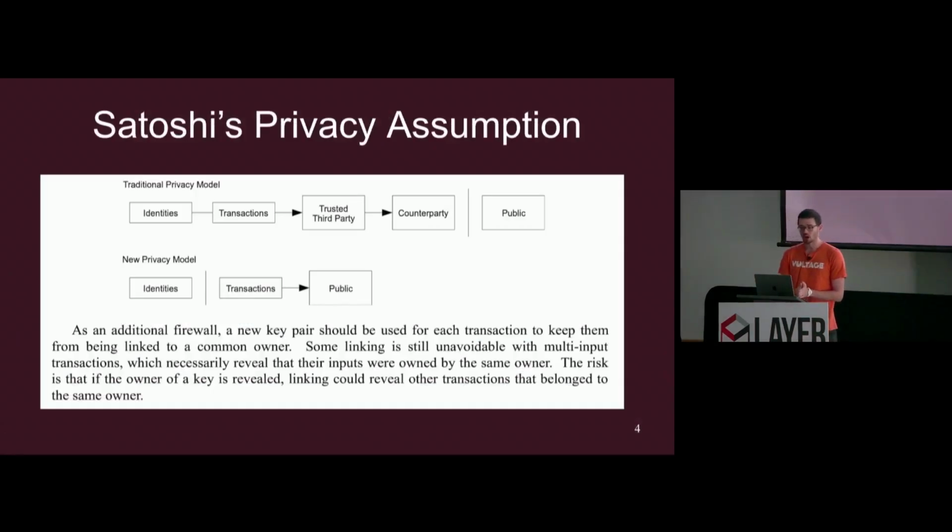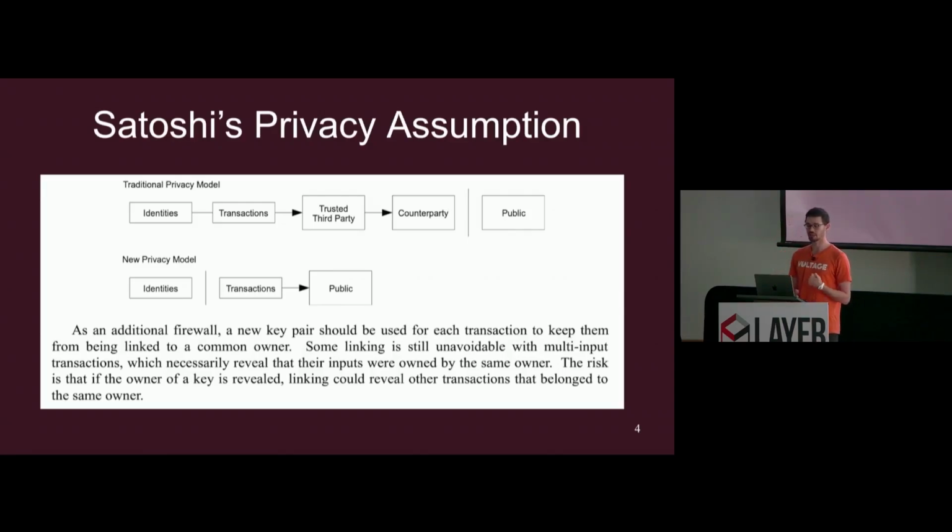Right in the white paper itself, in the privacy section, Satoshi says the following: as an additional firewall, a new key pair should be used for each transaction to keep them from being linked to a common owner. So that first sentence, that's common. Most wallet software does that today. He goes on to say, some linking, and he's talking about pub keys with identities, is still unavoidable with multi-input transactions, which necessarily reveal that their inputs were owned by the same owner.